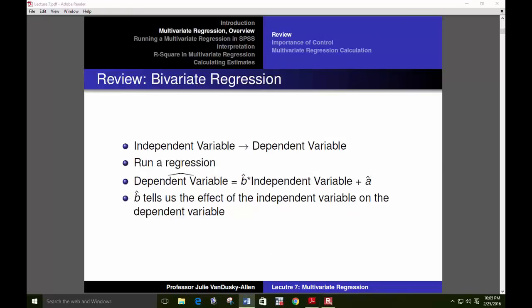Before I move on to new material, I would like to review some material from the previous lecture. In the previous lecture, I showed you how to use a bivariate regression to determine whether one independent variable has a statistical impact on a dependent variable. Bivariate regression produces the following equation. Dependent variable hat equals b hat times the independent variable plus a hat. The b hat tells us the effect that the independent variable has on the dependent variable.